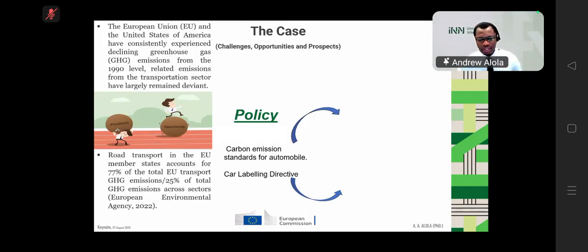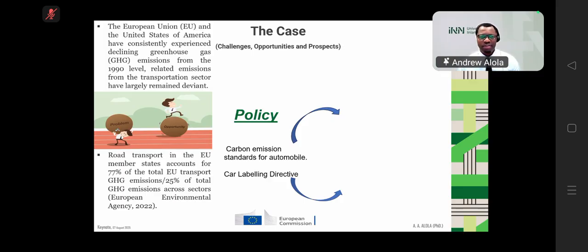In the EU, for instance, and maybe for the EU and the United States, these are economies that have successfully experienced decline in greenhouse gas emissions since 1990 in different sectors. But in the transport sector, I often say that the transport sector is possibly the most stubborn sector among all the economic sectors. The transport sector hardly had significant decline in greenhouse gases.